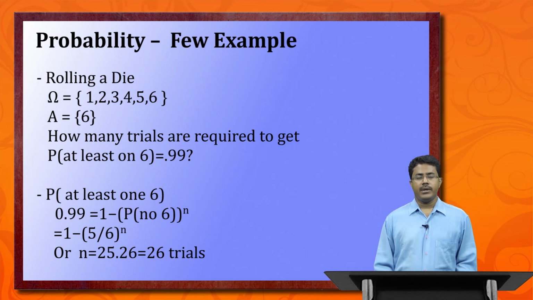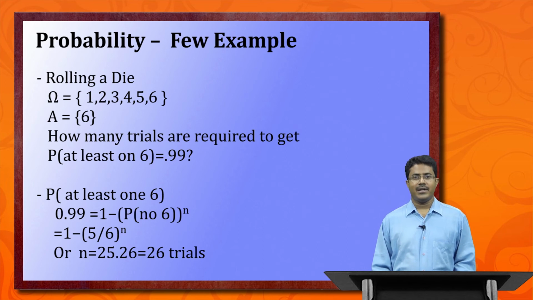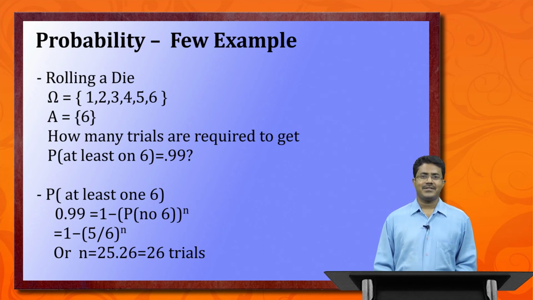So if you want to bet with your friend, then you have to select this number, at least 26. Do not take 24 or 23 or less than that number. In that case you will lose, because in 26 trials there is a 99% chance that you will get a 6 and win.